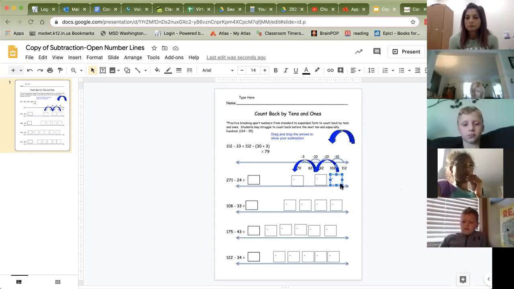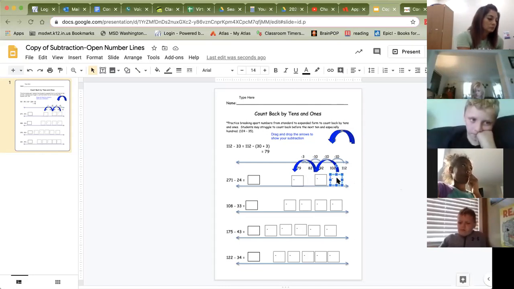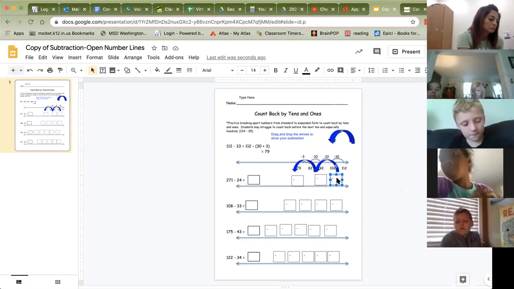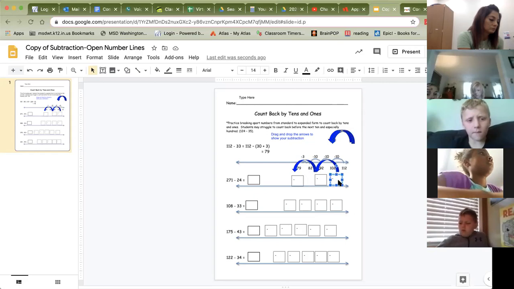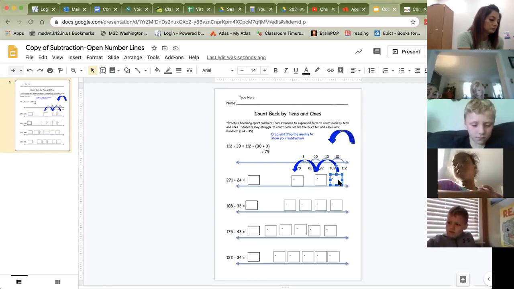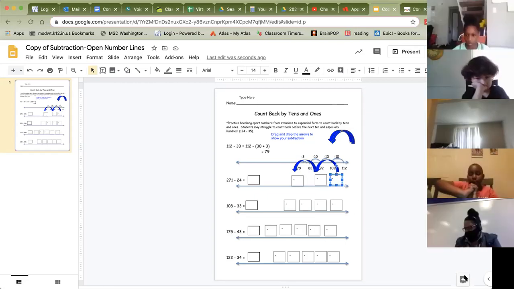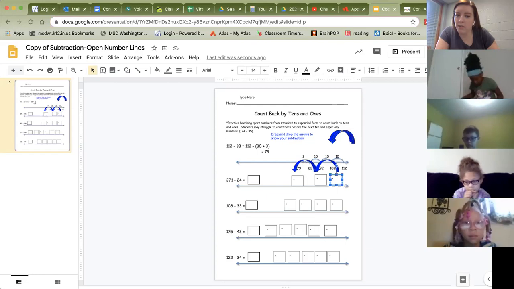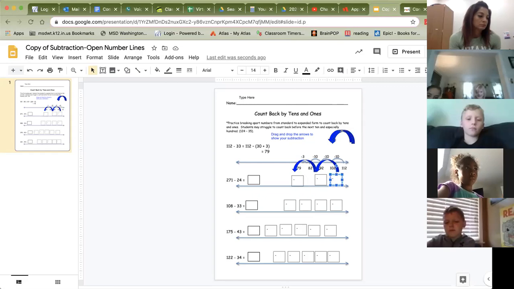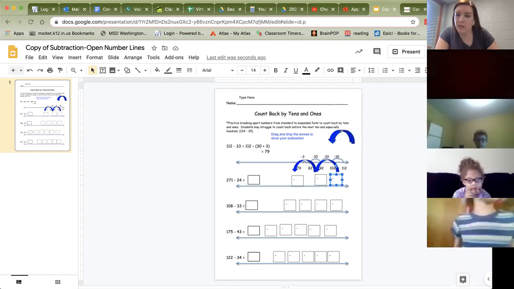All right, so if I'm subtracting, I have 271 minus 24. So I'm going to break apart that 24 into my tens. So I'm going to first take away 10. So 271 minus 10 equals what? Who knows? Oh, I think I saw a hand, but I scrolled past it.